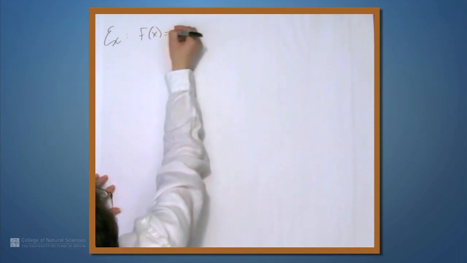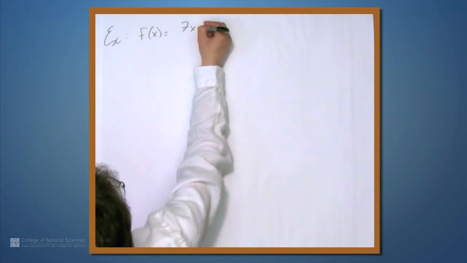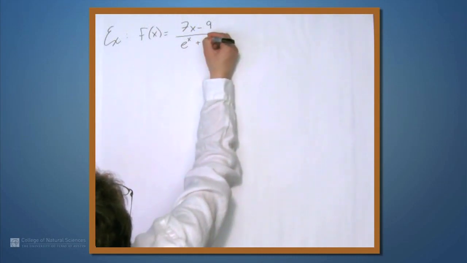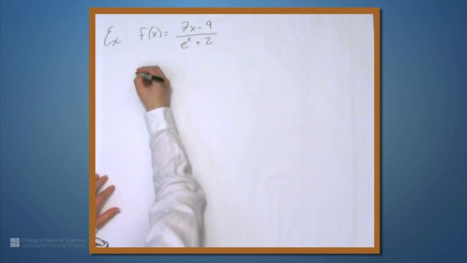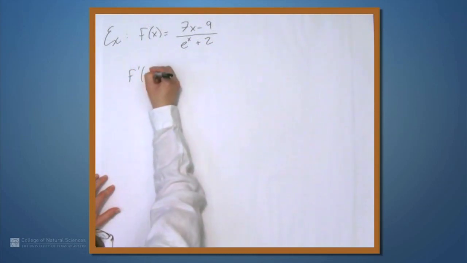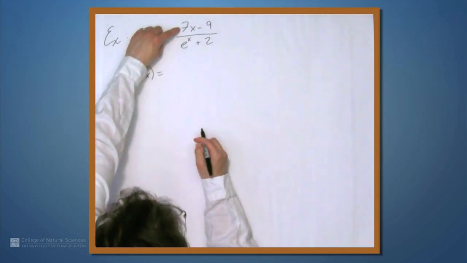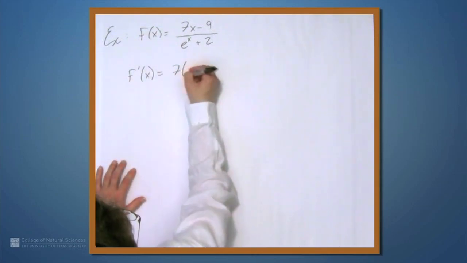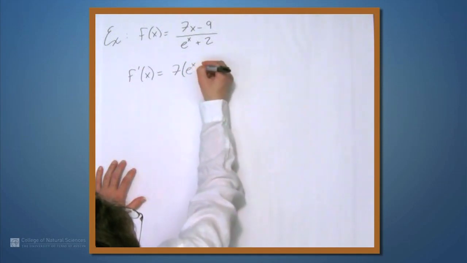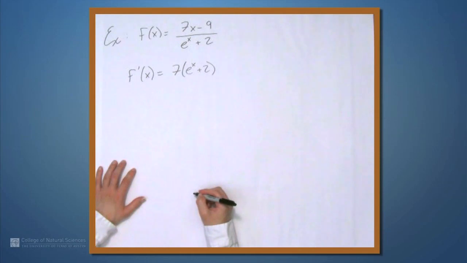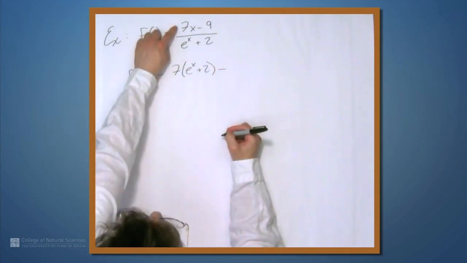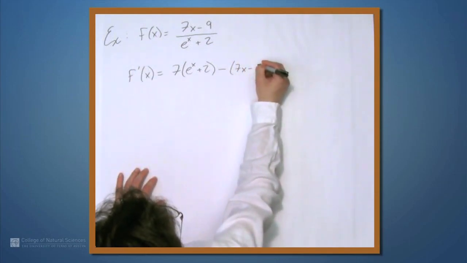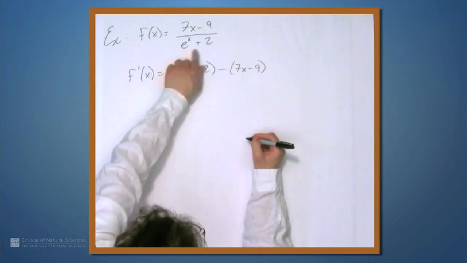Let's now set f of x equal to 7x minus 9 over e to the x plus 2. So f prime of x is the derivative of the top times the bottom. Derivative of the top is just 7, and the bottom is e to the x plus 2. Then we subtract the top times the derivative of the bottom. And the top is 7x minus 9 times the derivative of the bottom.